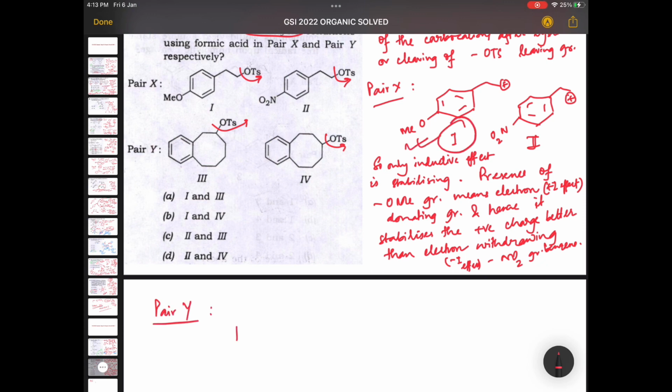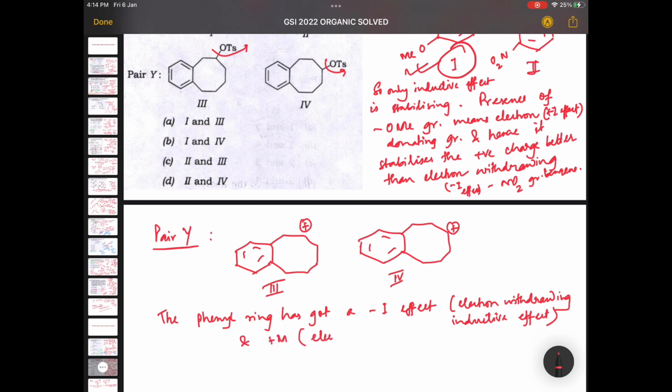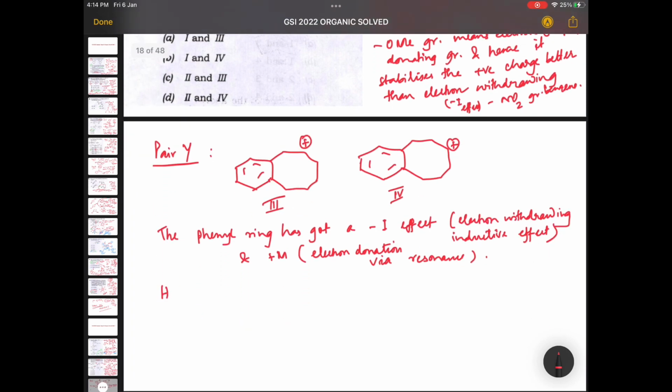So for pair Y, we can actually see that we have been given this OTS in an 8-membered ring, which is actually fused with the phenyl ring. So phenyl ring actually has got an electron withdrawing inductive effect minus I, though it has a plus M effect. So it can donate electrons via resonance or delocalization, but in general it has got a minus I inductive effect, and inductive effect is a field effect. So the further the carbocation is forming from the phenyl ring, the more stable it is. Because here the inductive effect is an electron withdrawing one, minus I.